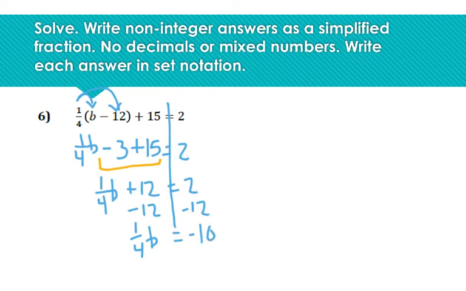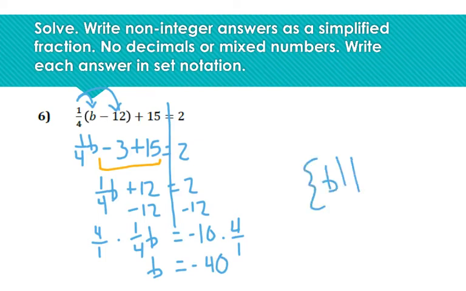And next we want to do the opposite of multiplying by 1/4, which is dividing by 1/4, but instead we'll multiply by the reciprocal, which is 4/1. And that gives us b is equal to -40. In set notation, we write it the set b such that b equals -40.